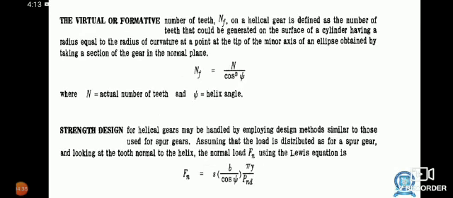The virtual or formative number of teeth NF on a helical gear is defined as the number of teeth that could be generated on the surface of a cylinder having a radius equal to the radius of curvature at the tip on the minor axis of the ellipse obtained by taking a section of the gear in the normal plane. NF equal to capital N divided by cos cube psi.